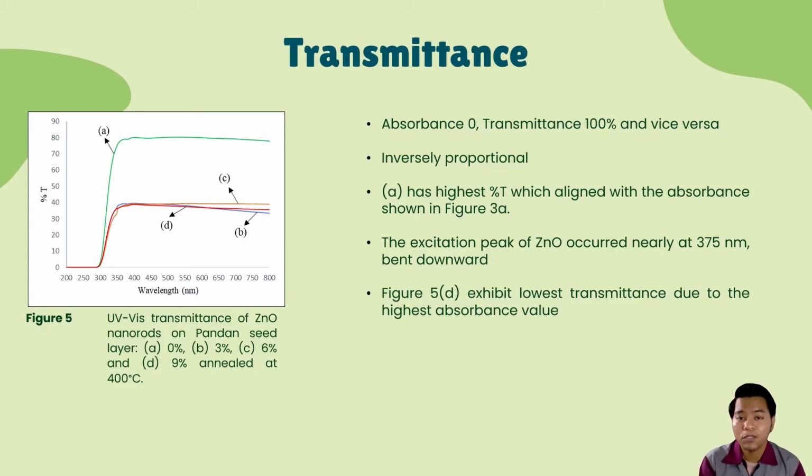Transmittance. As the absorbance is 0, transmittance will be 100%, and vice versa. They are inversely proportional. From figure 5a, it exhibits the highest percent transmittance, which aligns with the absorbance shown in figure 3a. The excitation peak of zinc oxide occurs at nearly 375 nanometer, where the curves bend downward a little bit. From figure 5d, it exhibits the lowest transmittance due to the highest absorbance value shown just now.